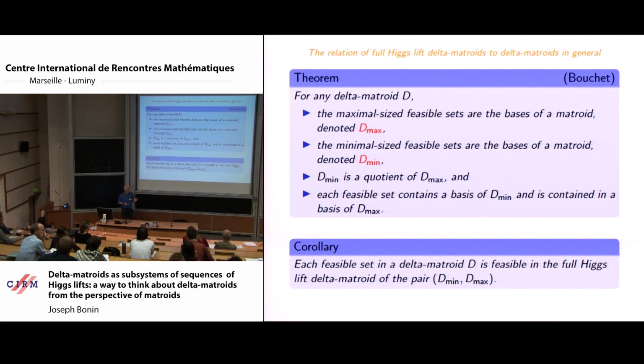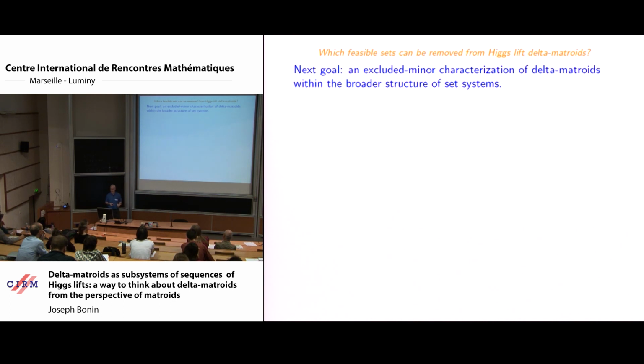Okay? So the next part, and the main part of the talk, really is, what do you have to avoid when you delete some of the feasible sets? So what we have is an excluded minor characterization of delta-matroids within this really broad class of set systems. So we need to define minors at the level of set systems.